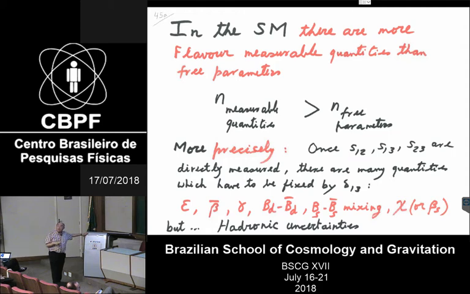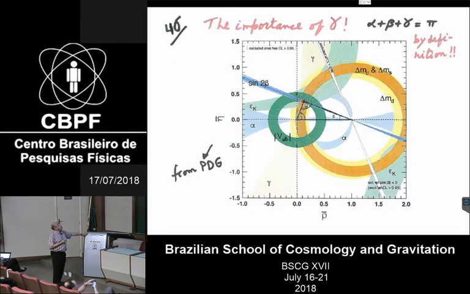In the leptonic sector, you have fewer measurables than parameters, quantities that can in principle be measured. So there is a lack of data in the leptonic sector. I will be more precise next. So in the end, this is the famous unitarity triangle, the way you see it in many conferences.